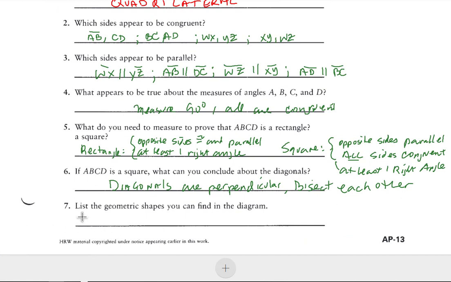It lists the geometric shapes you can find in the diagram. Well, I see triangles. There's a circle. There are some trapezoids. Those are one pair of parallel sides. There are squares, and there are rectangles. Are there more?